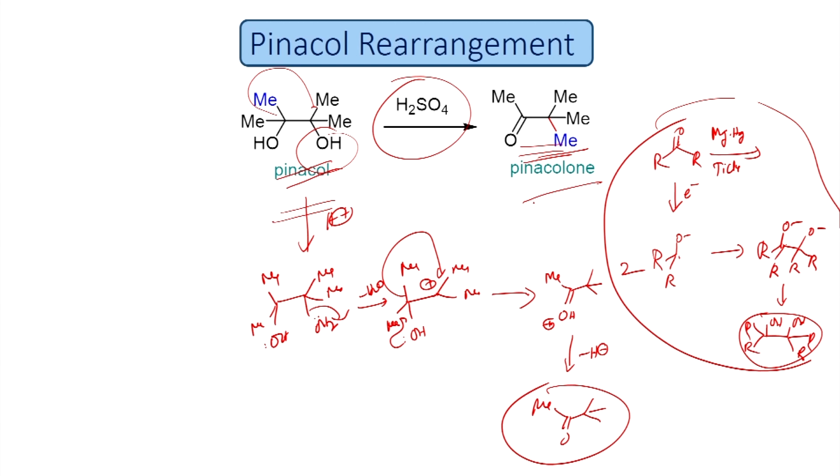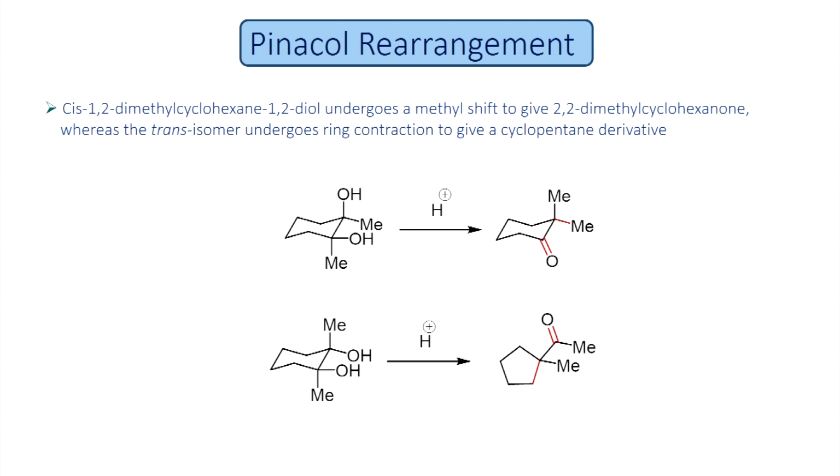This feature of this reaction is similar to that of the Wagner-Meerwein rearrangement. Here also the carbon migrates to an electron deficient system, you form a carbocation which undergoes reaction. An example is shown here, and this reaction is also stereospecific. Now, let us look at this dimethyl cyclohexane diol.